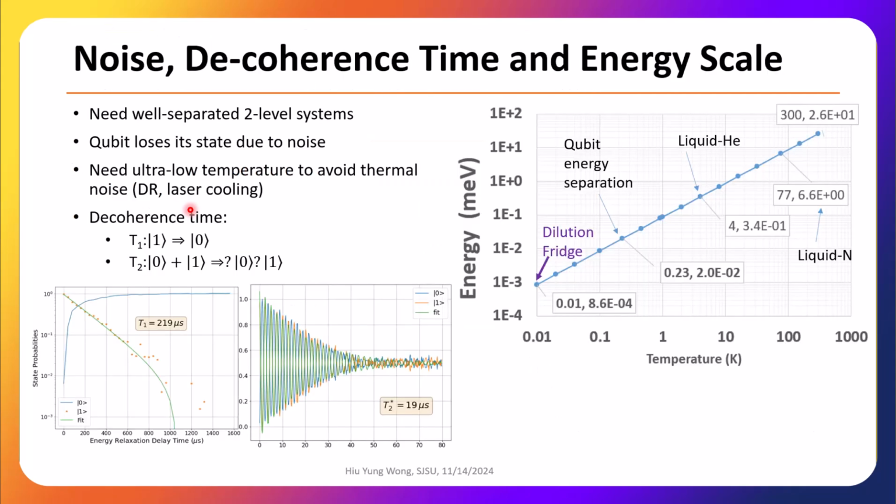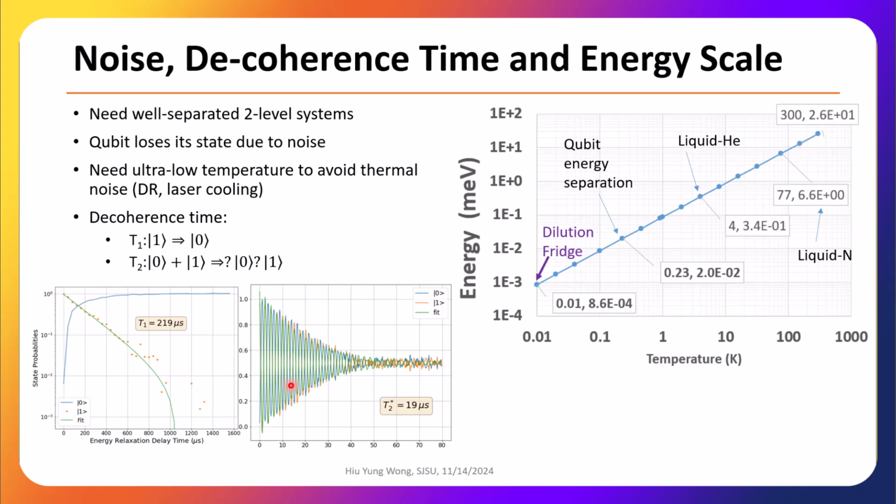We talk about a 2-level system, then of course we want it to be well separated. Unfortunately, they usually are not well separated. That's why we usually need to use a dilution refrigerator or laser cooling to go to very low temperature. For example, here shows the qubit separation energy, and here shows the dilution refrigerator energy. That is required to keep the 2 levels well separated, and we definitely cannot put it at room temperature.